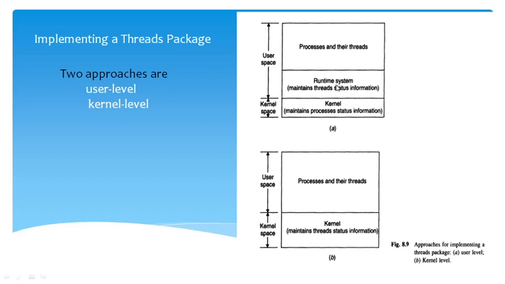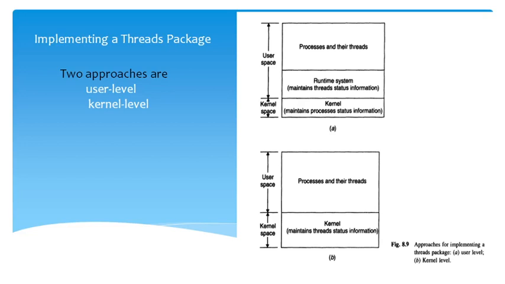Here in this approach, the existence of the threads is not visible to the kernel. They are invisible to the kernel. The kernel functions are very similar to an ordinary kernel, and it manages only single threaded heavyweight processes. SunOS 4.1 uses this approach.